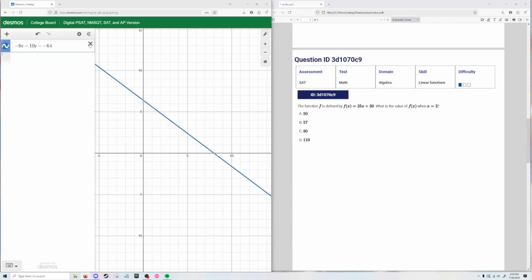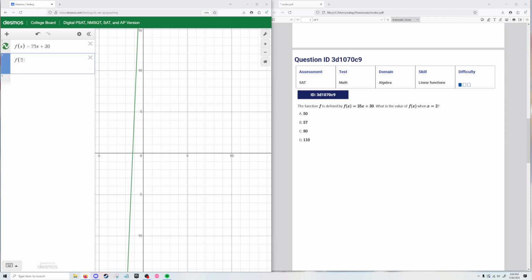This is a really easy question, but this is just like basics of Desmos. Function f is defined by this. What's the value of f of x when x equals 2? Here, you can literally just plug this in if you're just not sure about it. And then 2. And then here you have the answer, which is C, 80.